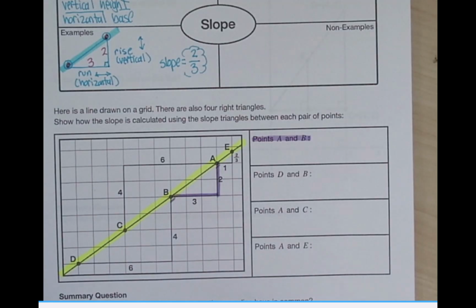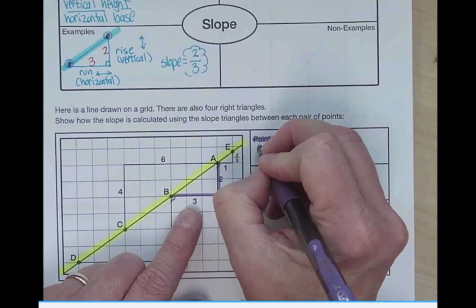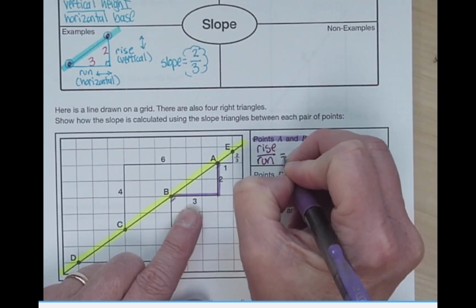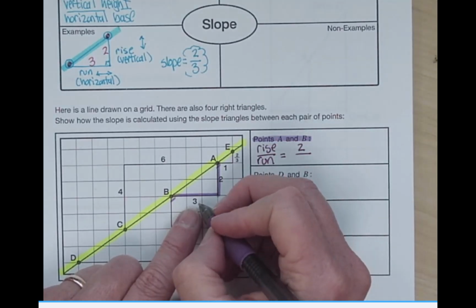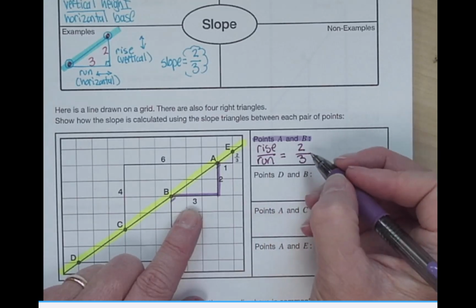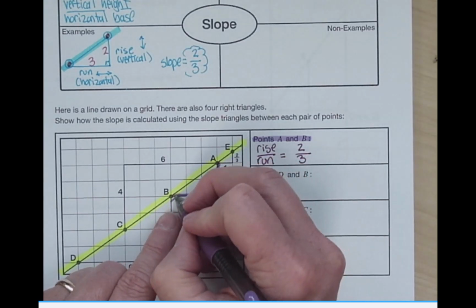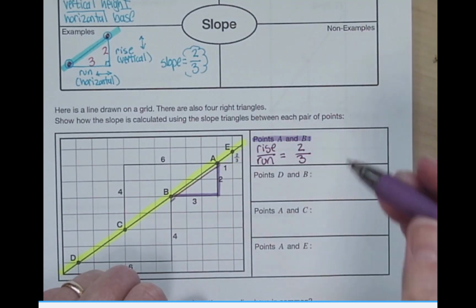So the ratio of the rise to the run, that vertical distance divided by the horizontal distance, the rise was 2 and the run was 3. So the slope of this line is 2/3. That's the slope.